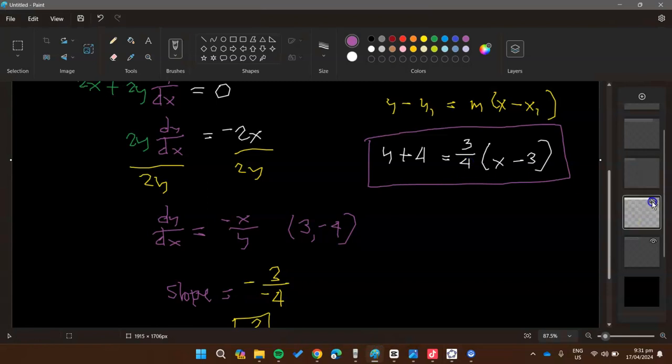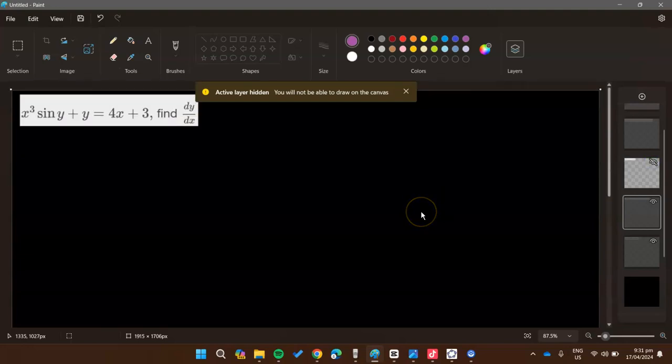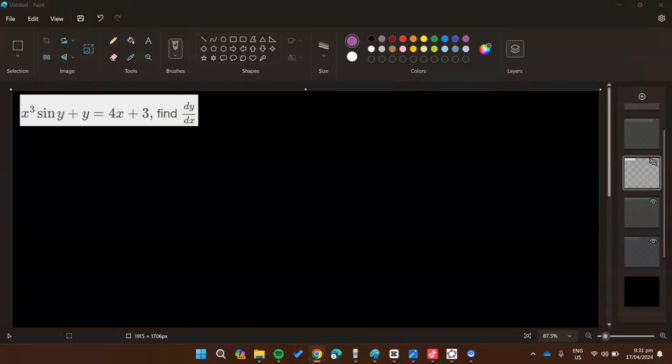Let's have the second example. Alright. So we are asked to find the derivative dy/dx of x cubed sine y plus y is equal to 4x plus 3. So how are we going to solve this?